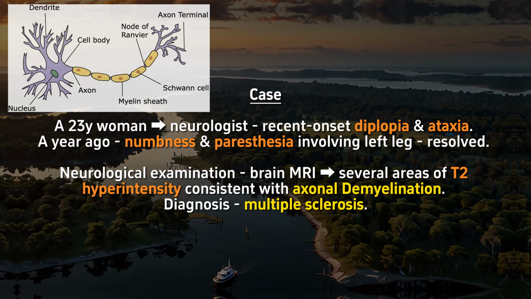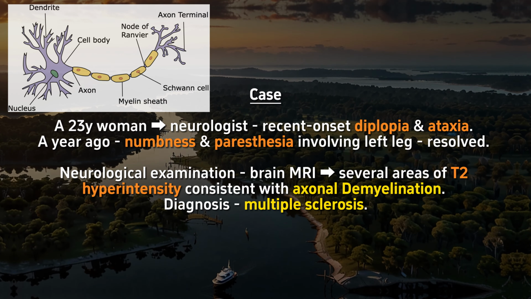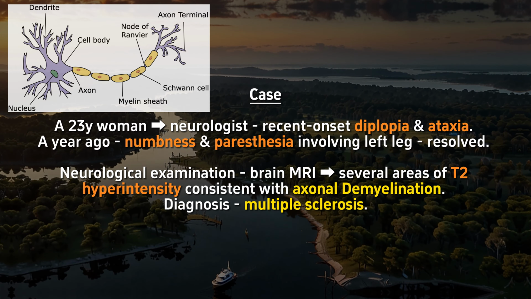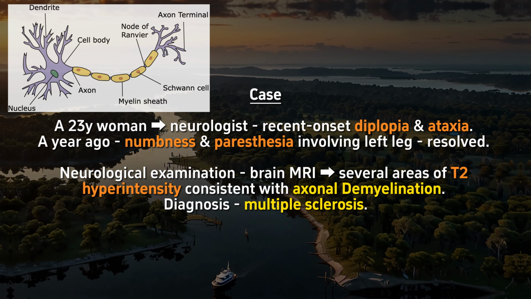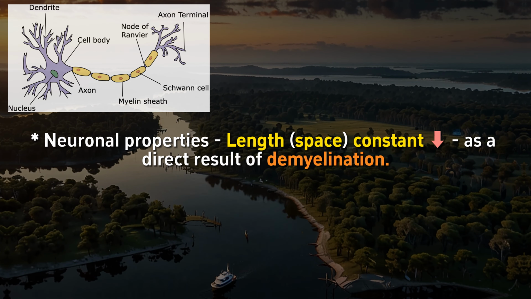After a comprehensive neurological examination, the physician orders an MRI of the brain, which reveals several areas of T2 hyperintensity consistent with axonal demyelination. A diagnosis of multiple sclerosis is made. Neuronal property length space constant is most likely to decrease as a direct result of demyelination.